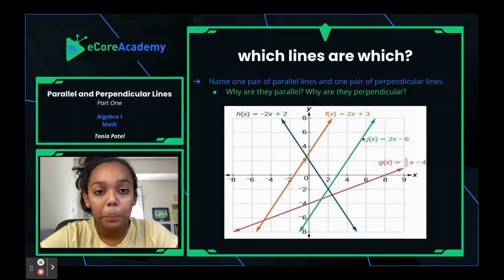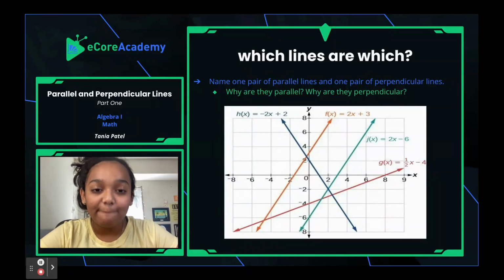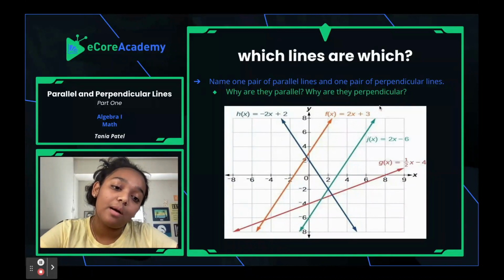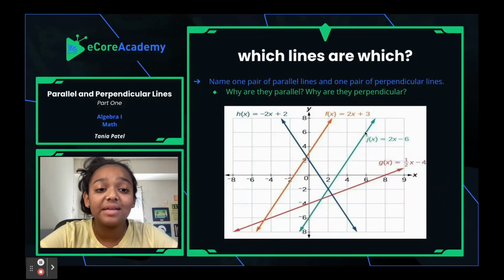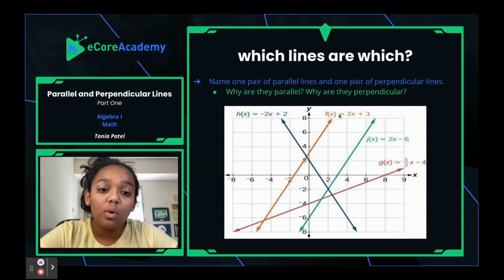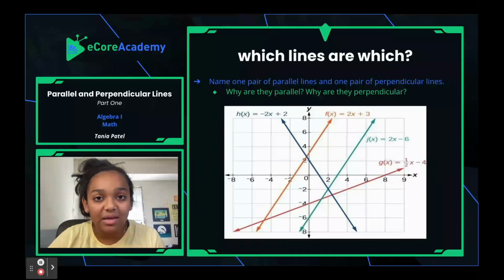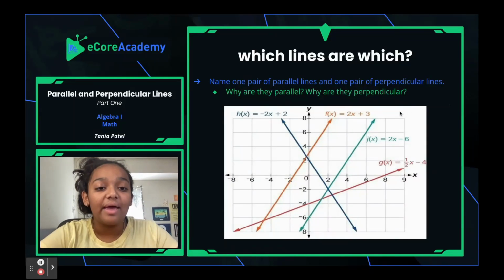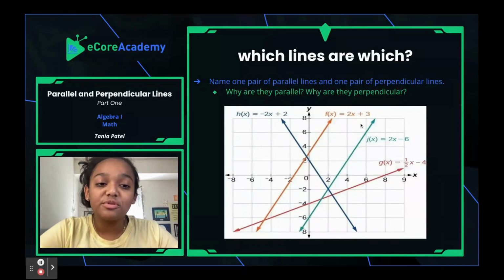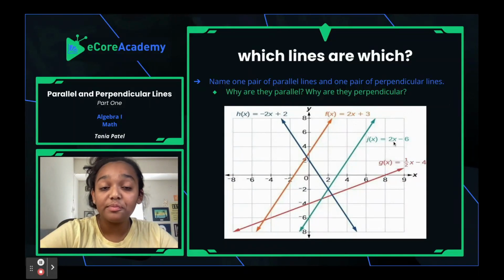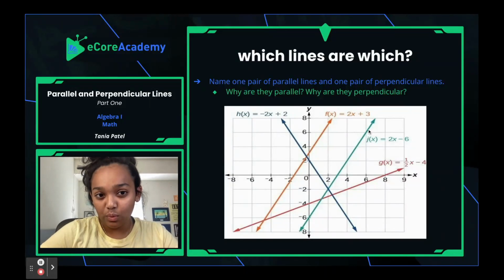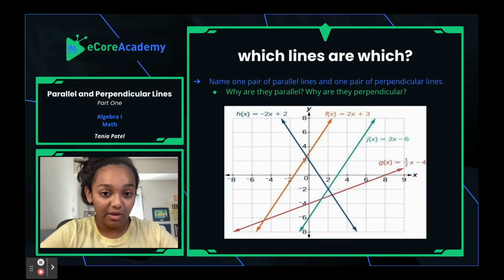So pause the video if needed. But one pair of parallel lines in this picture over here would be f of x and j of x. And I know that because one, I already see that they're not intersecting, at least here. But what if the picture is tricking me? I need something that really does assure me that they are parallel. And that would be looking at their slopes. Looking at the slopes of each individual line, you know that this line's slope is 2 and this line's slope is 2 as well. And when both slopes are equal to one another, that means the lines are parallel.